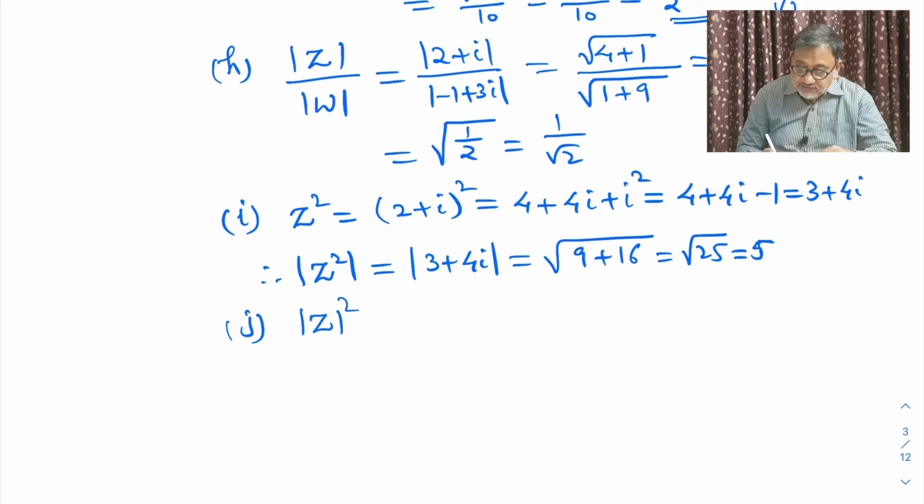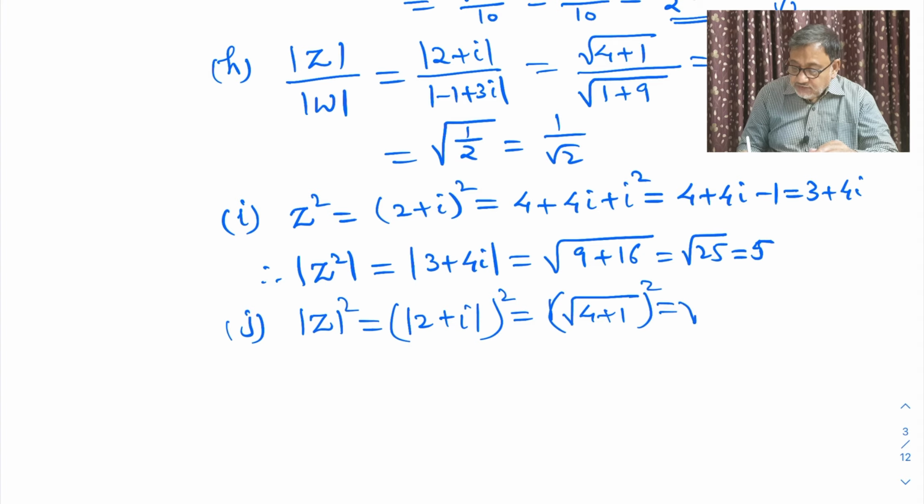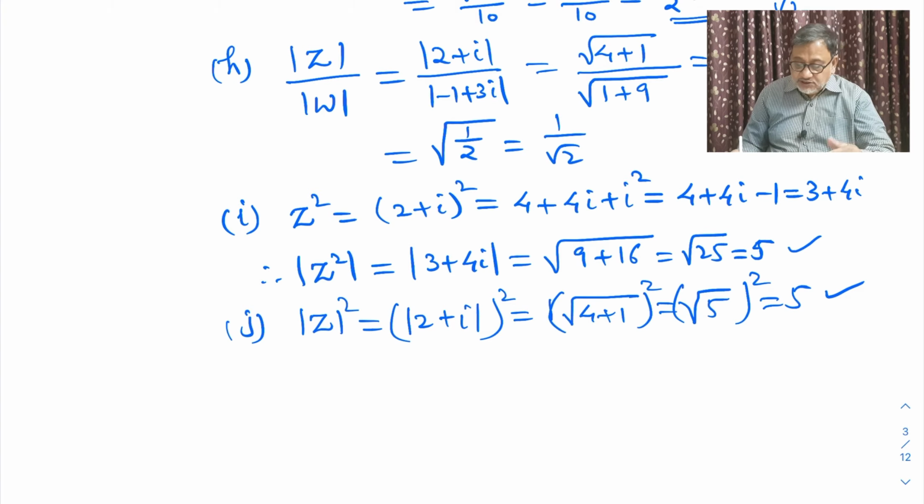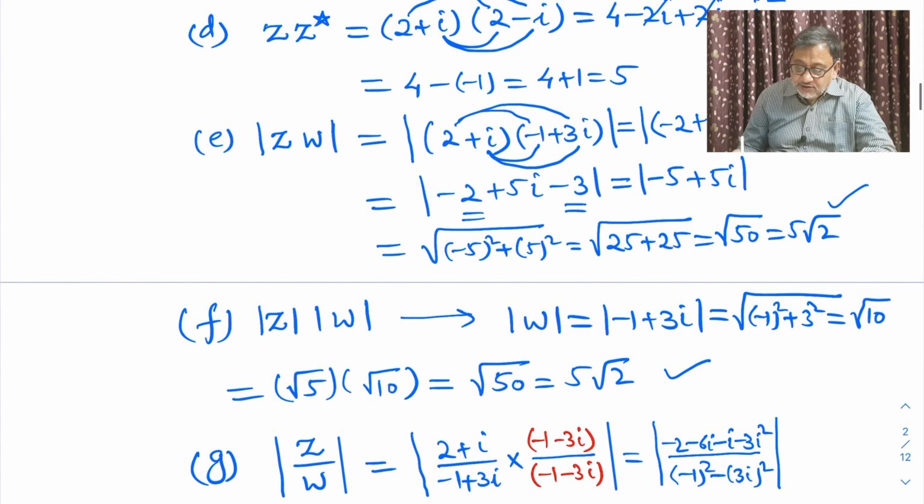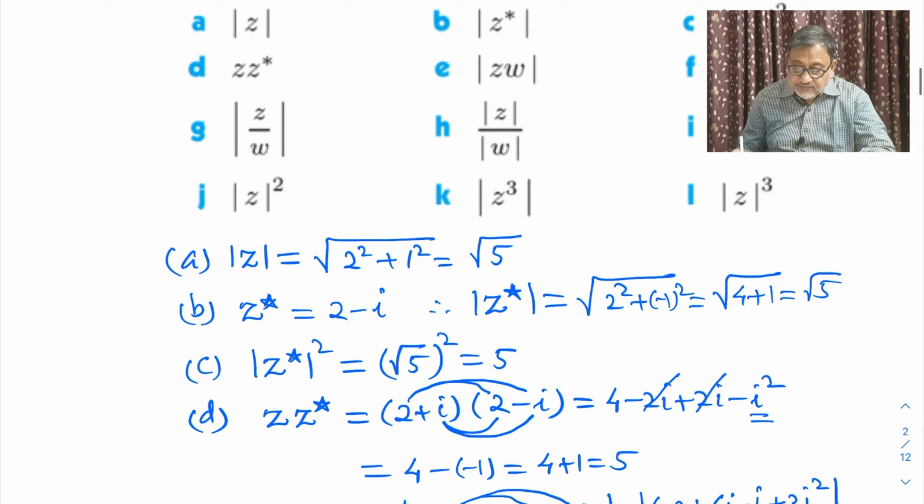J part of it, modulus of z and then square it. So modulus of 2 plus i and then bracket square I can write. So modulus of 2 plus i is square root of 4 plus 1 bracket square, so square root of 5 bracket square, which will be 5. So this and this are equal. So this proves again the next property of the modulus.